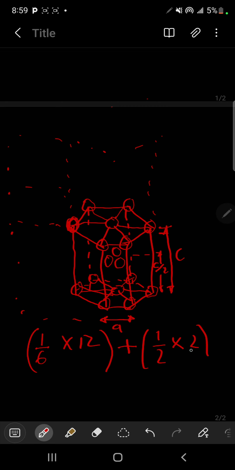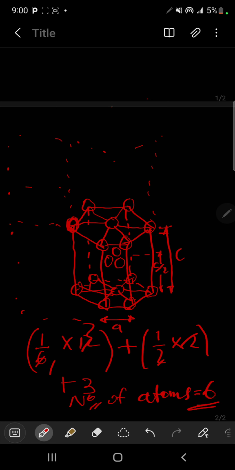Again, that is not the only number of atoms. We also have 3 atoms at the center there. So the number of atoms, in this case, would be 12 times 1/6, which is 2, plus 2 times a half, which is 1, plus 3. 2 plus 1 is 3, plus 3, you get 6. So that is your step 1. You first need to know the number of atoms. So let's move on to step 2.